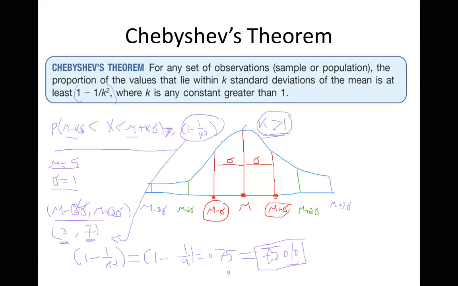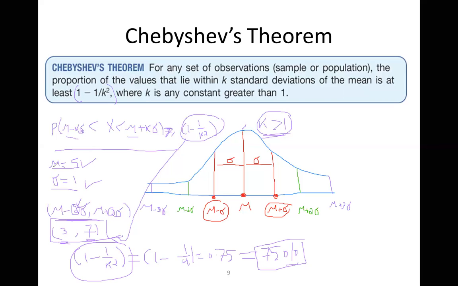The Chebyshev theorem says that if you need to find the percent of the data that lies within k standard deviations of mu, which means between mu minus and plus k standard deviations, then you can use this theorem: percent equals 1 minus 1 over k squared. So in our case, 75% of the data will be between 3 and 7 for the data that has a mean equal 5 and the standard deviation equal 1.